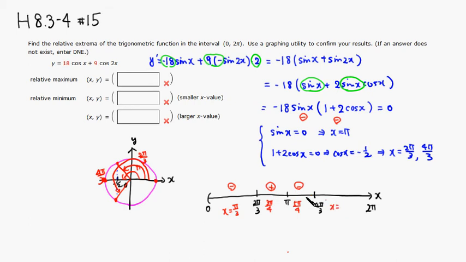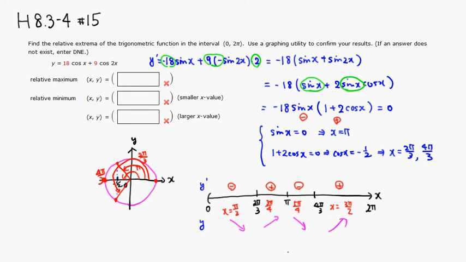Then we can try something like 3 pi over 2. So sine is going to still be negative, and here cosine is going to be actually 0, so it's going to be positive here, right? So negative times negative times positive would be positive. So now we can see that we're looking at the y prime here. And y is going to be decreasing here, increasing here, decreasing here, increasing there.